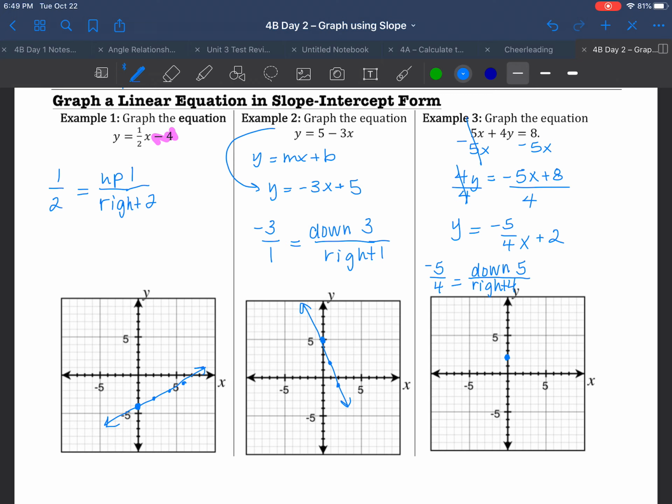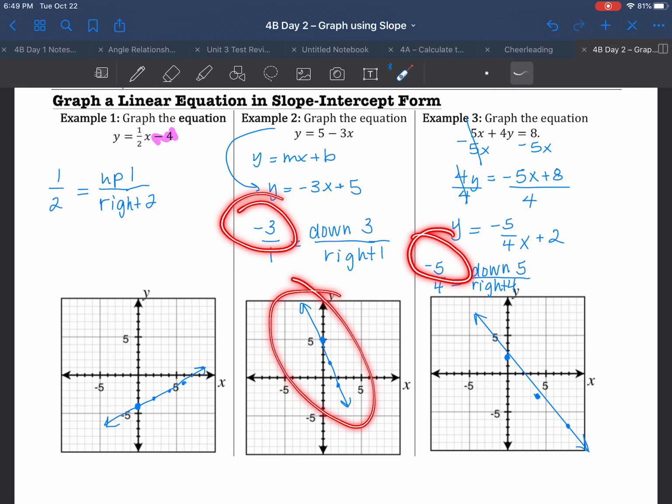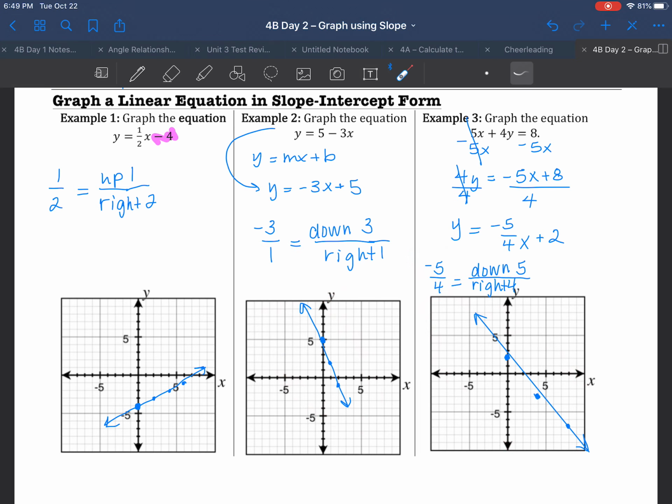So I go down 1, 2, 3, 4, 5. Right 1, 2, 3, 4. Down 1, 2, 3, 4, 5. Right 1, 2, 3, 4. Connect those points, and there's my line. Okay, and you can always double check. Here my slope was positive, so my line should be going up when I look from left to right. And for example 2 and 3, both of those were negative, so I want to make sure my line is decreasing from left to right.